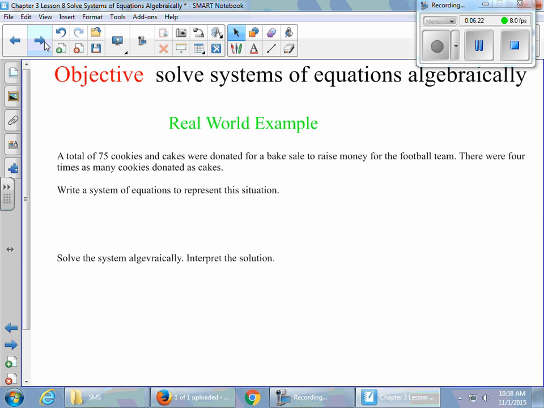Okay, so we have a couple of things here. A total of 75 cookies and cakes. So we know cookies and cakes equal 75. Cakes equal x, cookies equal y. We add those all together: y plus x equals 75. There's one. And then there were 4 times as many cookies donated as cakes.